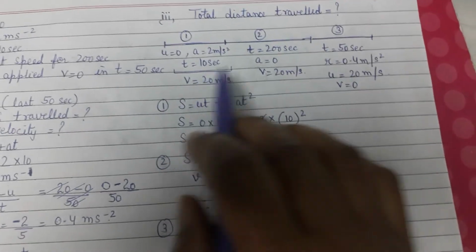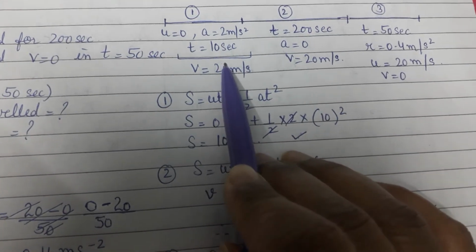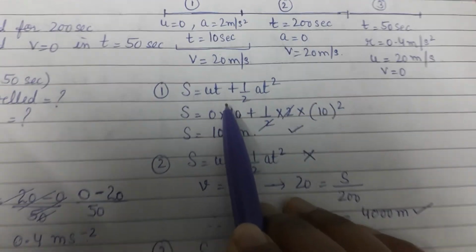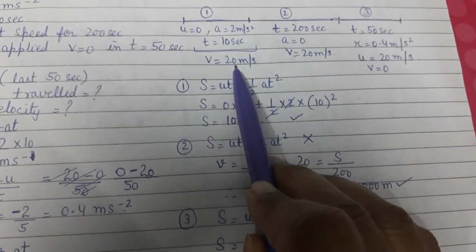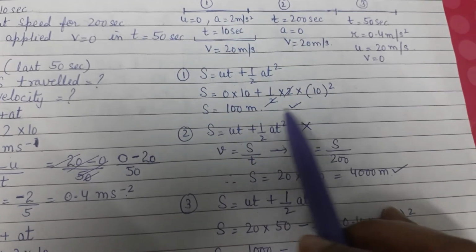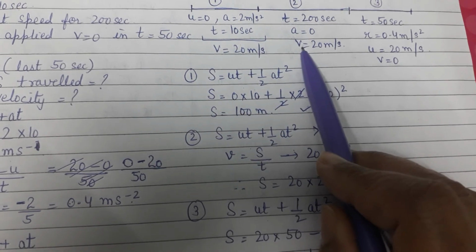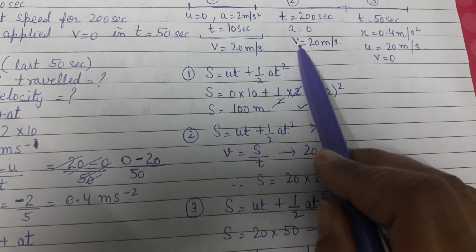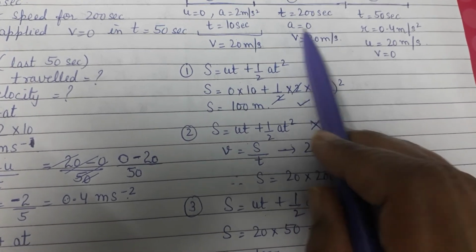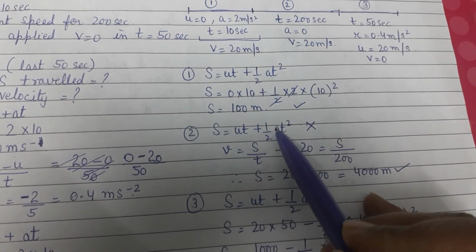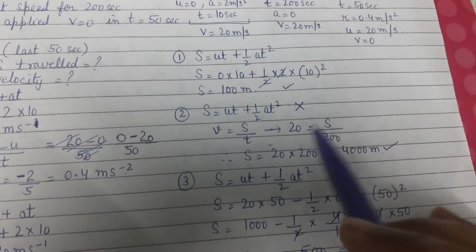Now, I need to find out the total distance. First of all, I need to find out the distance for the first slot. That is S is equal to UT plus half AT square. In the first case, I get the value of distance traveled to be 100. Now in the second case, if I use UT plus half AT square, it is moving with a constant speed, right? So there is no acceleration. I can't use this because if I use this equation, A is 0 and the whole thing will work out to 0. So what am I going to do in the second case?